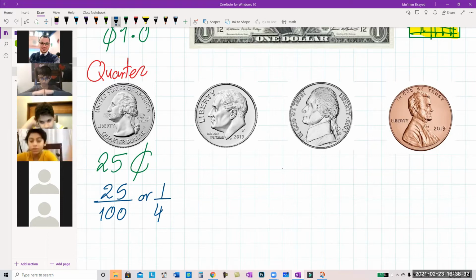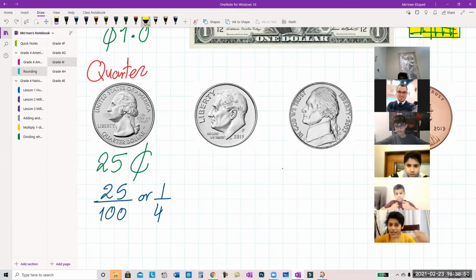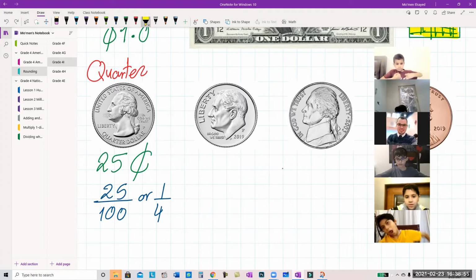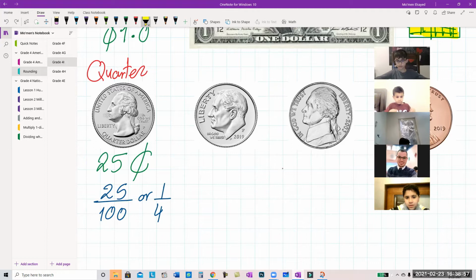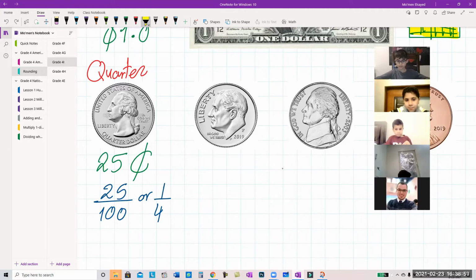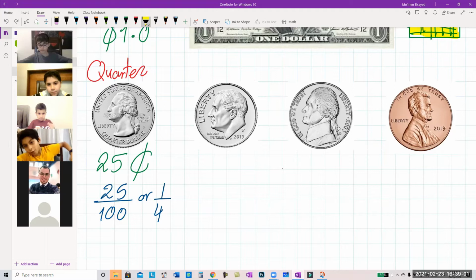So how can we write it in the form of a fraction? How can we write it as a decimal? Let's see. 25 over 100, how can we write it as a decimal? Come on, guys, we learned that before. Yes, Mahdi? 0.25. Great. So it will be 0.25.